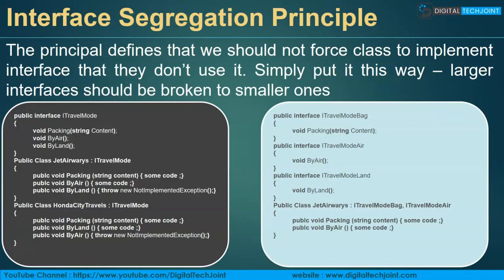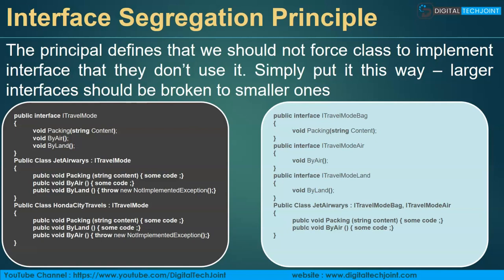Moving on, we go to the Interface Segregation Principle. The principle defines that we should not force classes to implement interfaces that they don't use. Simply put, larger interfaces should be broken into smaller ones. I will explain this with a very simple example, and I'm sure you'll be able to relate to it. If you look at the left hand side, there is an interface called ITravelMode, which has three methods: packaging, by air, by land. Now we implement a class called Jet Airways, and it implements ITravelMode.